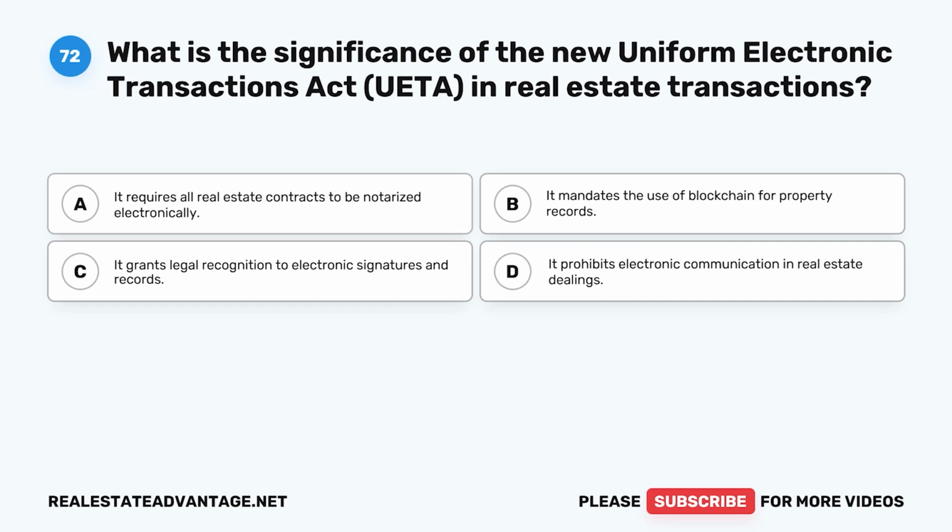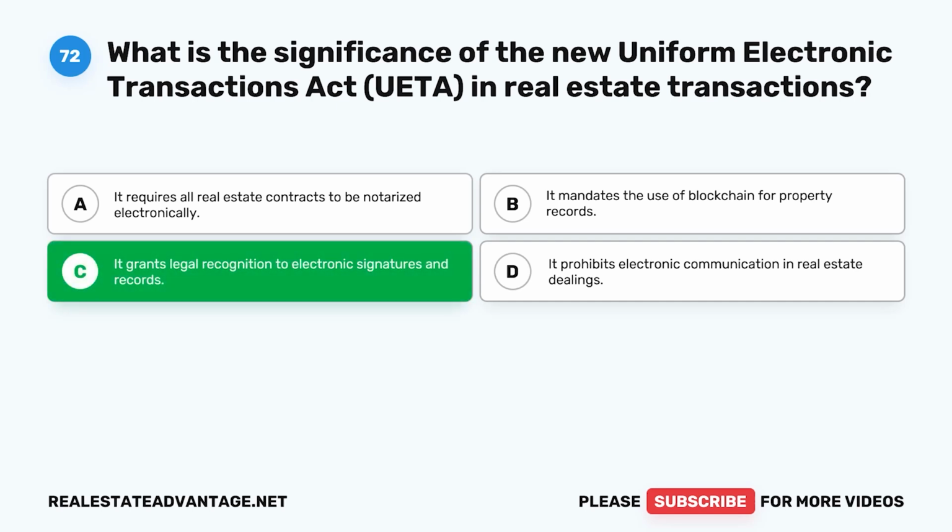A. It requires all real estate contracts to be notarized electronically. B. It mandates the use of blockchain for property records. C. It grants legal recognition to electronic signatures and records. D. It prohibits electronic communication in real estate dealings. The correct answer is C. It grants legal recognition to electronic signatures and records.